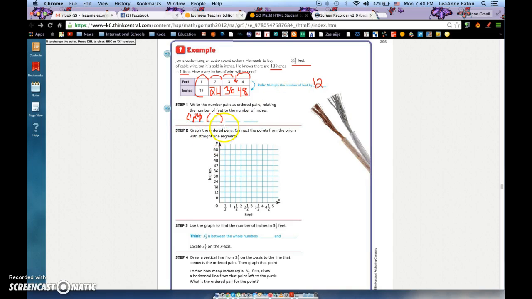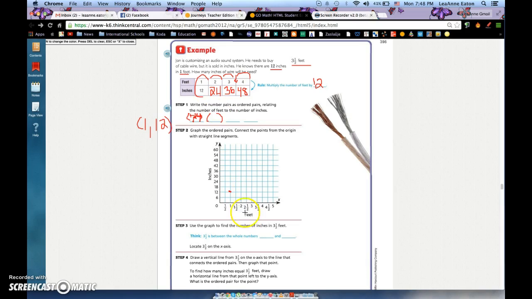All right, step 2, graph the ordered pairs. Connect the points from the origin with straight line segments. So, half a foot is 6 inches. 1 foot is 12 inches, okay? And so on and so on. So we have 124. No, sorry, we have 112. I wrote that one down wrong. My bad. 112. Probably somebody caught that.